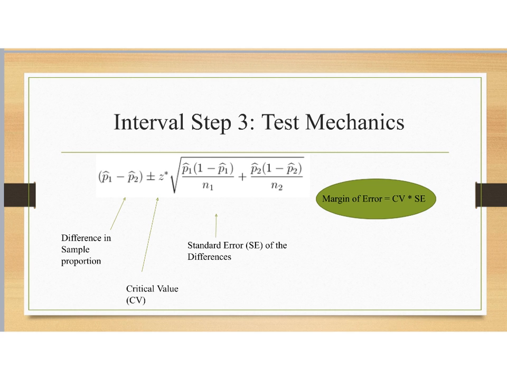The confidence interval is a little uglier here, but this again is on your formula sheet largely. So what you see here is the difference in the sample proportions. That's what would have been graphed for a sampling distribution. You've got the critical value or the Z star, and this is the standard error of the differences.